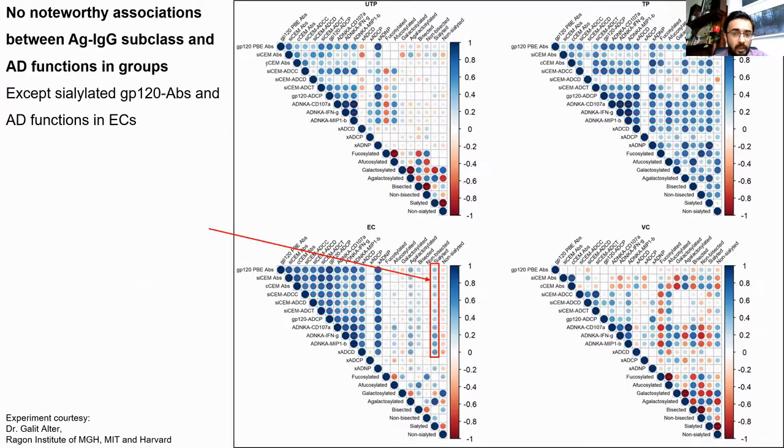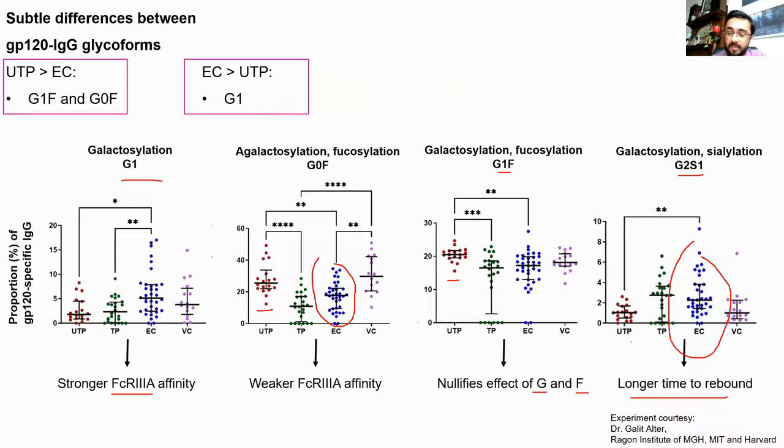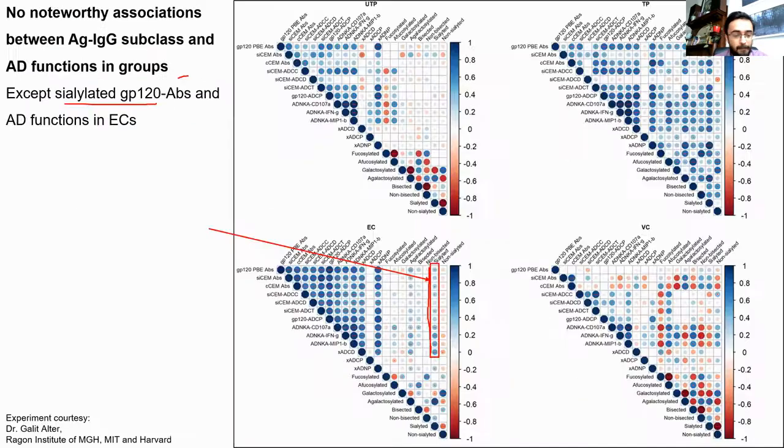Again, there were no noteworthy associations between the markers for glycoforms and the antibody-dependent functions. However, sialylated gp120-specific antibodies were significantly correlated for elite controllers with the different antibody-dependent functions. So this plays into the previous slide, that the sialylated antibodies have some role or some significance in elite controllers that needs more investigation.